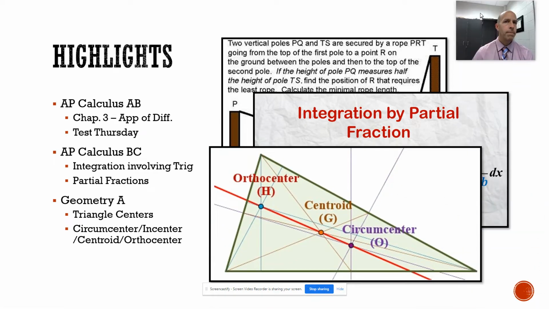In geometry, we have been looking at triangle centers. Last week, on Monday we looked at the circumcenter and the incenter of a circle. And then on Tuesday we looked at centroids and orthocenters. It turns out that the orthocenter, centroid, and circumcenter all line up on a line called Euler's line. So we've actually done some practice of things in class, and we've even done several geometric constructions.